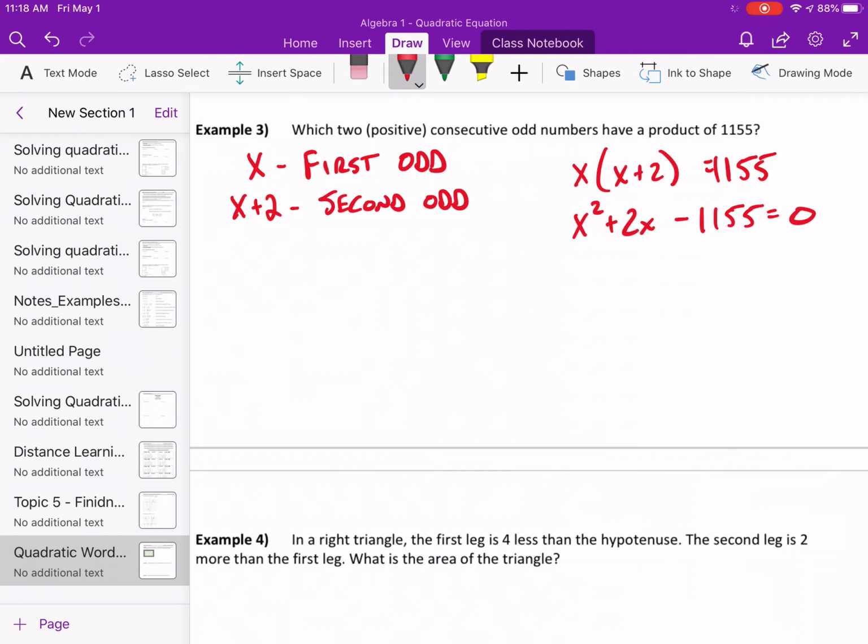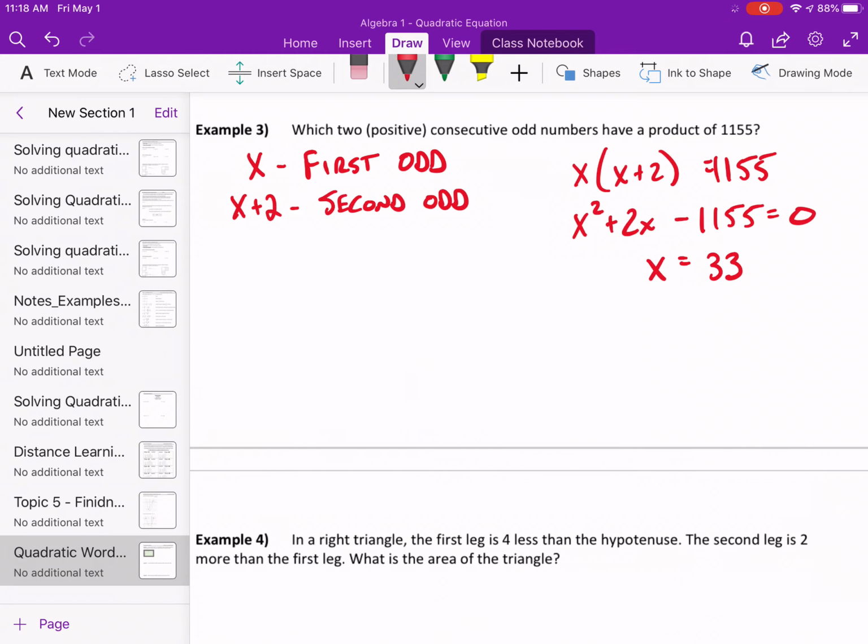And what I'm left with is something that even I would recommend using the quadratic formula here, or maybe even complete the square. Regardless, you're going to have a big square root that most people can't do in their head. And if you do this properly, you're going to end up with an x value that's positive 33.